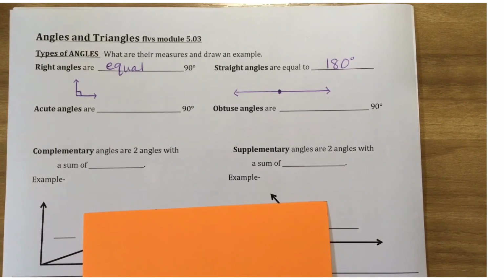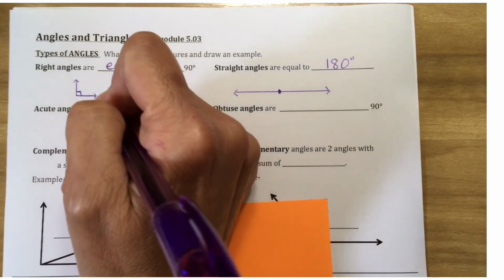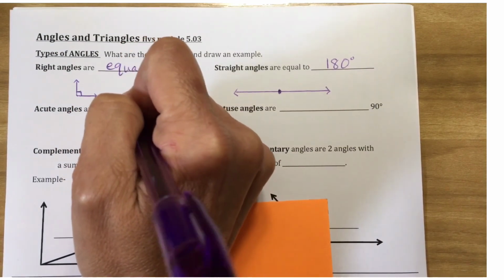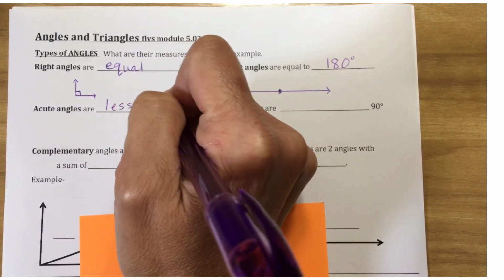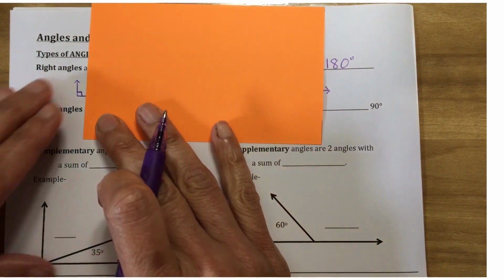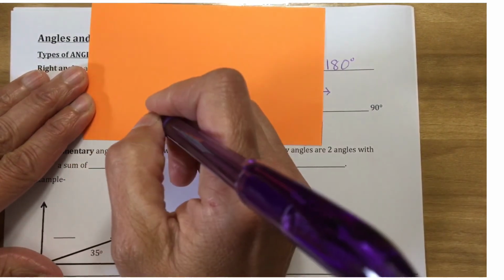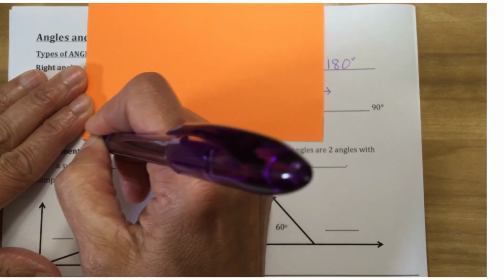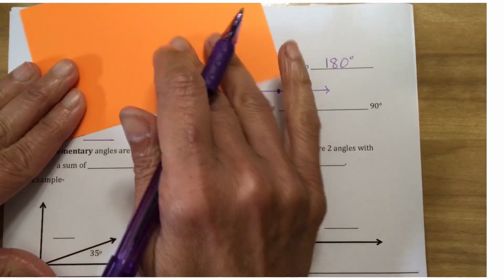The next one is an acute angle, and acute angles are less than 90 degrees. And so when we look at our right angle, we know that it has to be smaller.